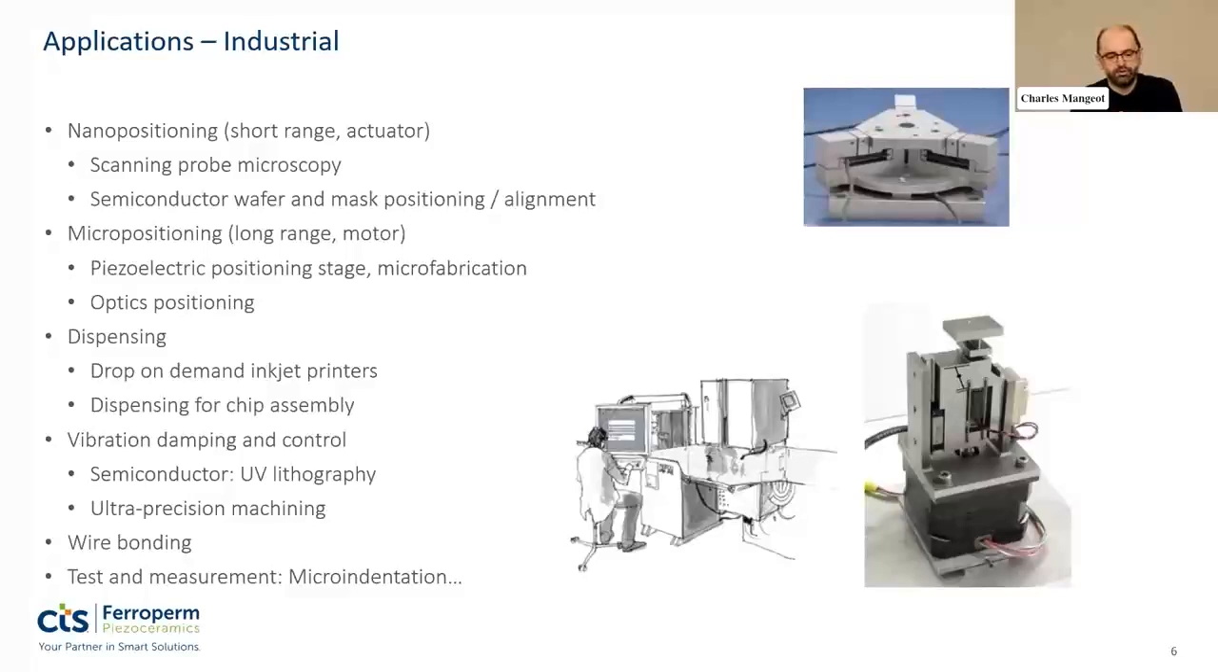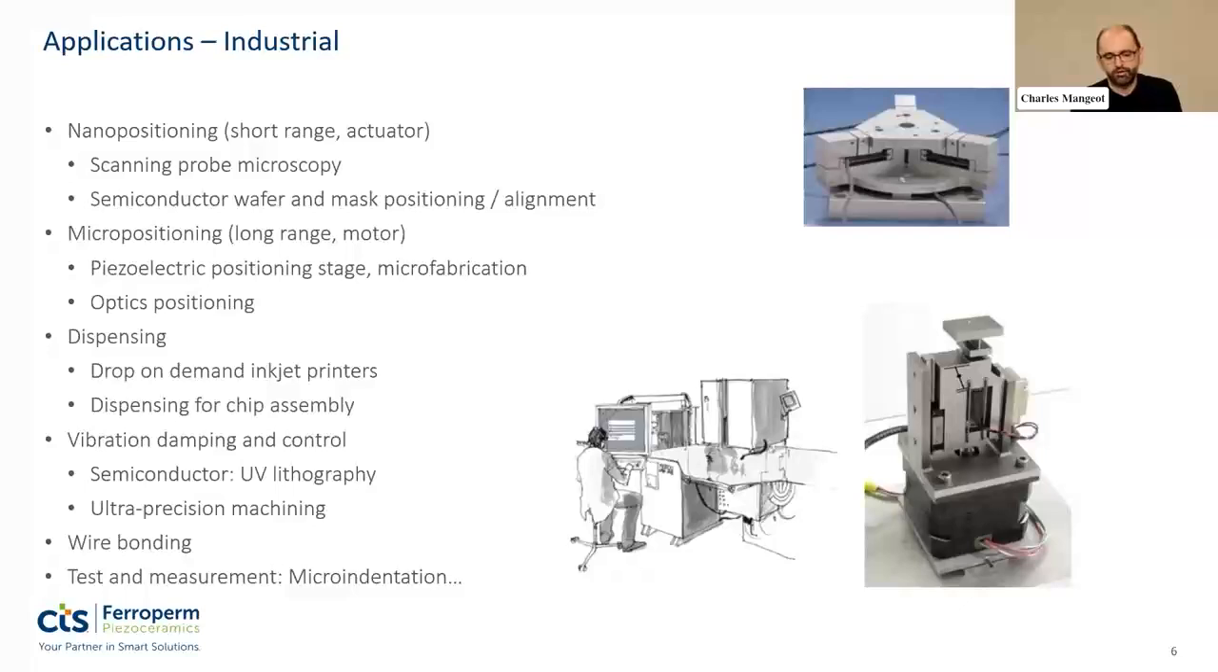Micro positioning is when you have typically a motor. So in that case, there will be a step size in the micrometer range typically, and you use the piezo in positioning stages that don't require a very smooth and accurate motion. So these are used for positioning optics, for example, or for microfabrication, micro grippers, and that type of application.